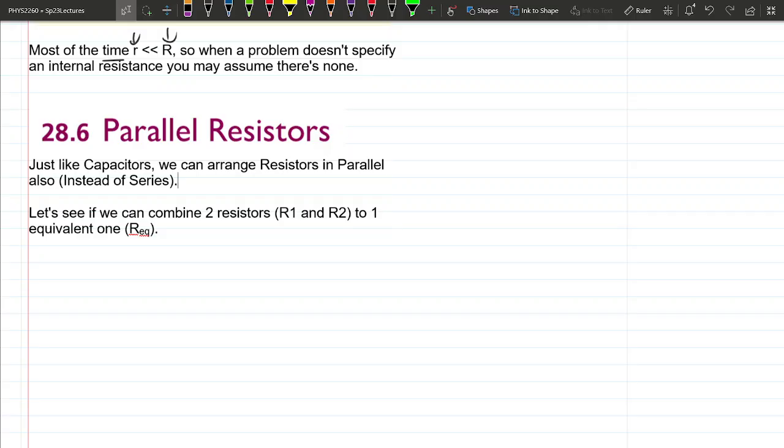Just like capacitors, when we did capacitors, there were 2 different ways to arrange multiple capacitors together. This is known as series, not the stuff on your phone, but series as in one after the other. And then there's the parallel configuration, where the 2 capacitors don't have to be next to each other.